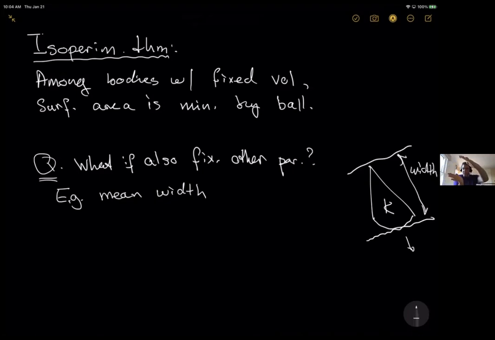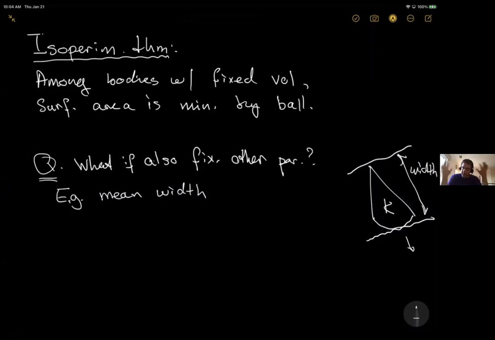So let's imagine you're measuring the width of a convex body using calipers, right? That's the width you get in that direction. But of course, you can change the direction of your calipers and you measure a different width in every direction. If you average over all directions, you get the mean width. Right, so the mean width is a perfectly reasonable and interesting geometric parameter of convex bodies, just like volume and surface area, right? So now you could ask the following question, right?